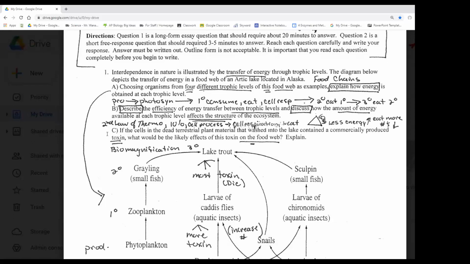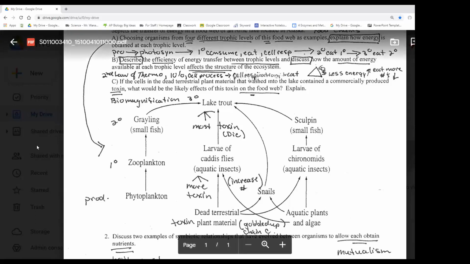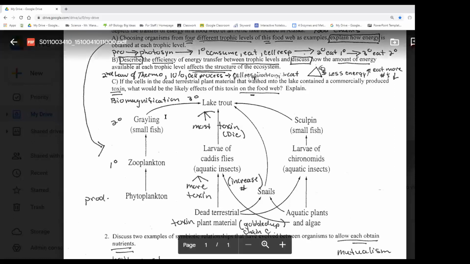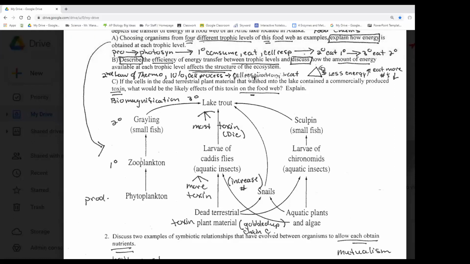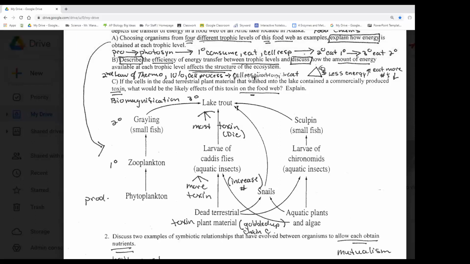Okay, and then the biomagnification, we kind of went through that. Like the phytoplankton is going to get a certain amount of toxin, and then the zooplankton is going to eat a bunch of the phytoplankton, so it's going to get a bunch of the toxin. And then the grayling, the small fish, eats that, and then that's going to accumulate as you move up through the food chain. Okay, and that's why we're not supposed to eat too much of the top level consumers. Like they say, eat it only once a week.